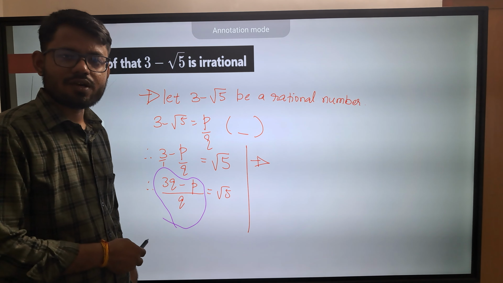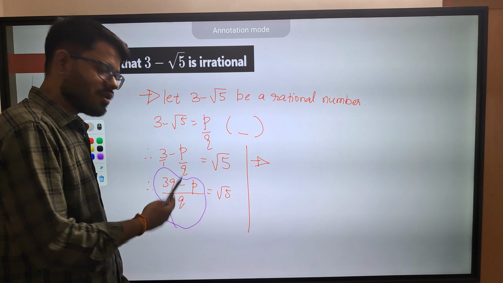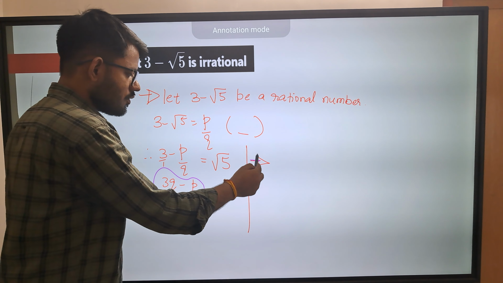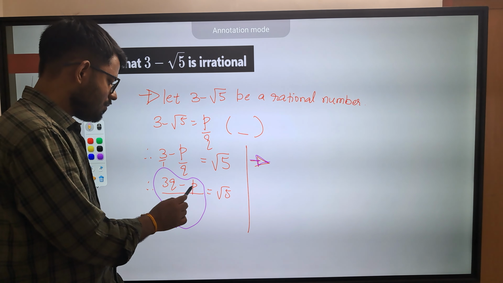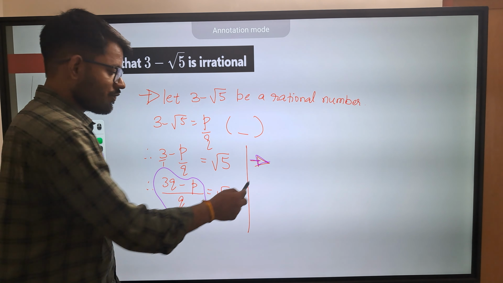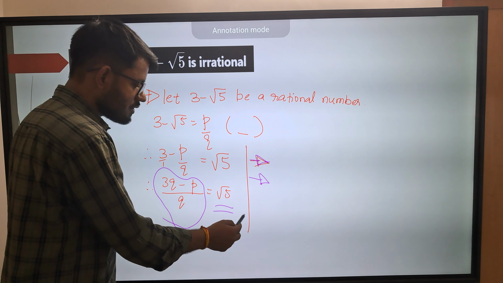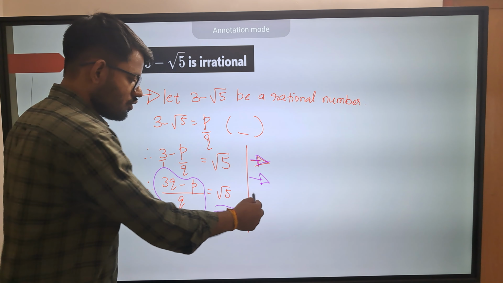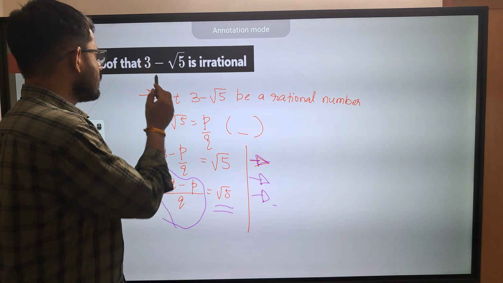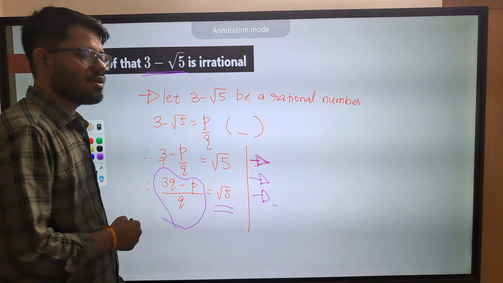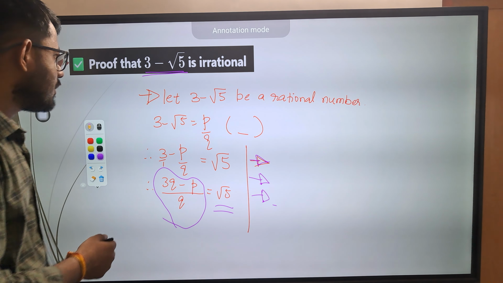This term is rational. Why is this rational? Because p, q and 3 are integers. This will be the first statement. 3q minus p by q is rational since p, q and 3 are integers. But root 5 is an irrational number. So this is a contradiction, hence our assumption is wrong. Therefore 3 minus root 5 is an irrational number. ऐसा हमने prove करना है हमें.